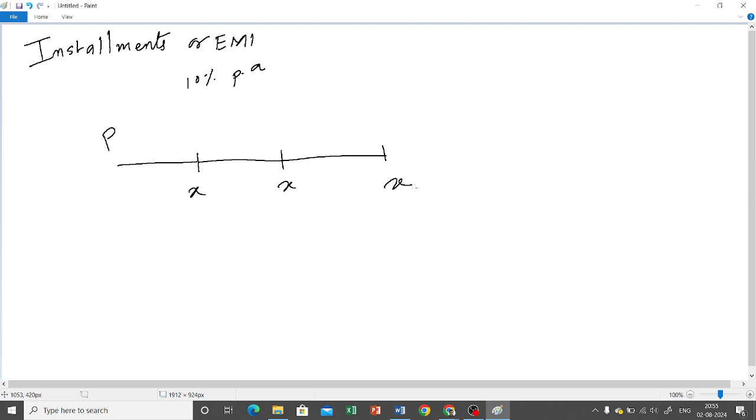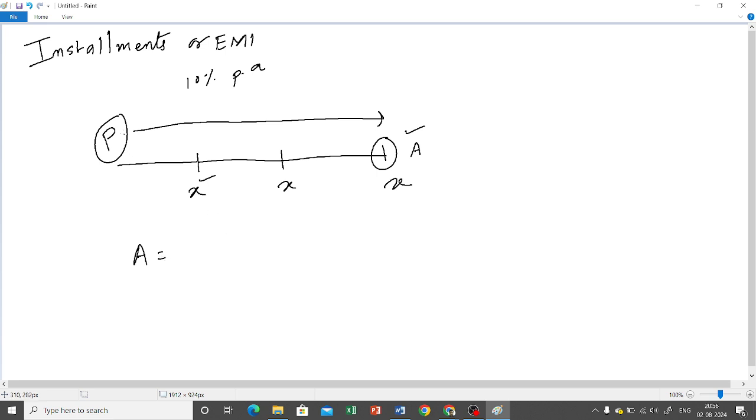So you are paying back this rupees P in 3 years with 3 equal installments. So how would we relate P, X, X and X? We will bring all the values forward to this common time stamp. Now you tell me, if I increase P as compound interest and bring it to this particular point A, what will be the value of A?